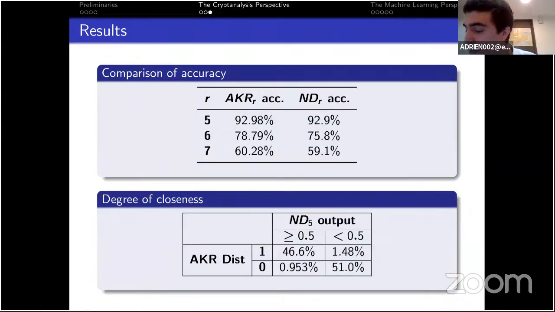These are the results of our average key rank distinguisher compared to Gohr's neural distinguisher. We would like to highlight, first, that every time we match the accuracy of the neural distinguisher, and also that we reach the same conclusion as the neural distinguisher for 97.6% of the test set.